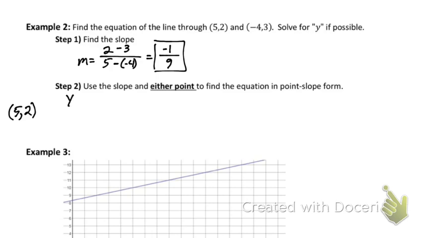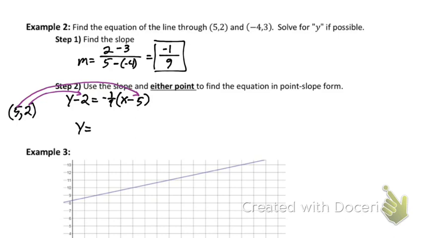5, 2 is going to lead to the equation where you have y minus my y value, which is 2. So once again, we take that y value first. Our slope is negative 1/9. And we're going to multiply that by x minus the x value I get from the point. And now I'm going to solve. To solve for y, I'm going to distribute the negative 1/9, and I'm going to add 2 to both sides.